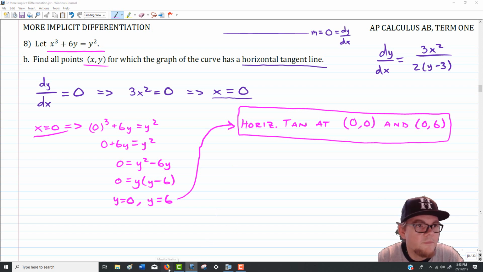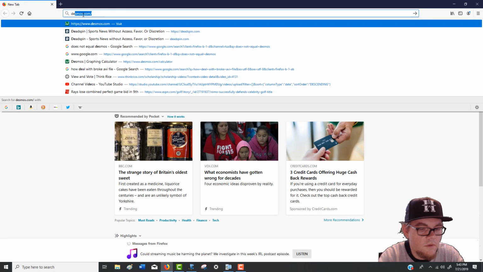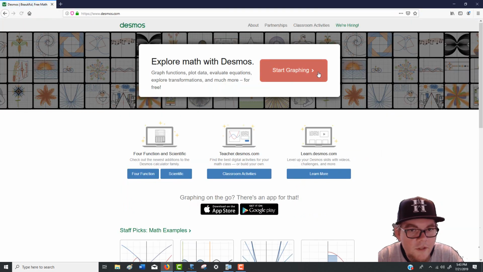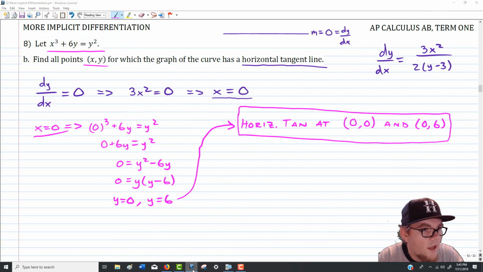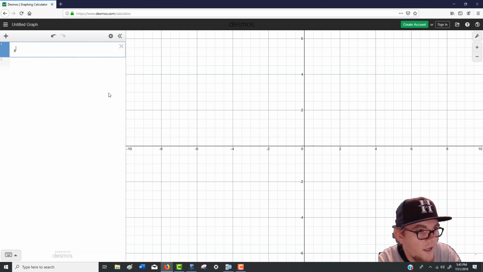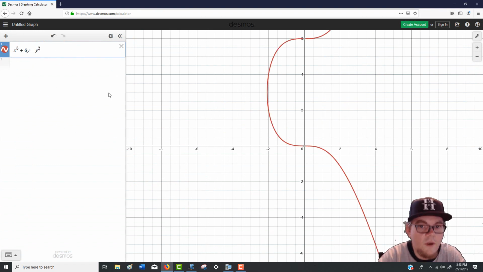This is a great time for it. Let's see what we got here. Oh, it didn't work. I need to make Desmos my homepage here. Okay, so what was it? X squared, x cubed. Again, enjoy the fact that Desmos can do this. Plus 6y equals y squared.